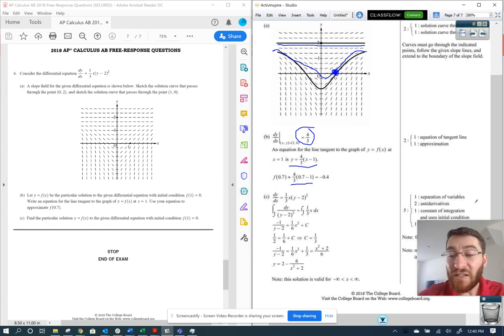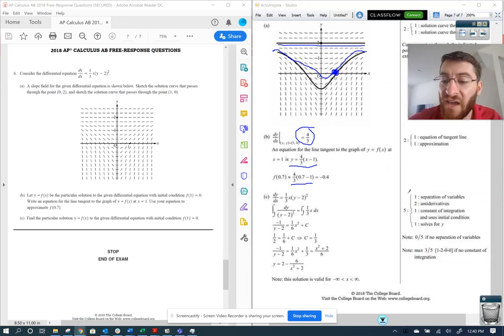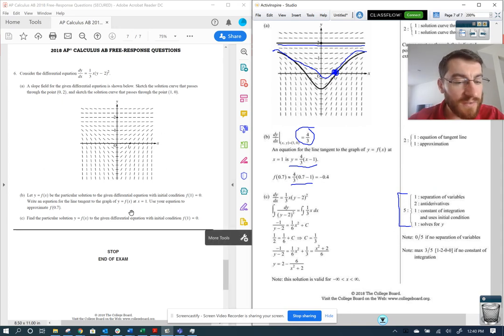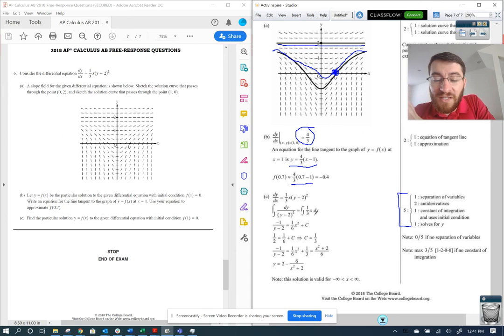All right, so then last, we have a monster 5-point diffie-q problem, okay? Just like in the mock exam we did last, every single FRQ administration is always a monster 4 to 5 point diffie-q. So we got to separate those variables first. Just throw the y's over with the dy's, throw the x's over with the dx's, and that's called separating. If you don't separate, you are completely screwed. 0 points, nothing.